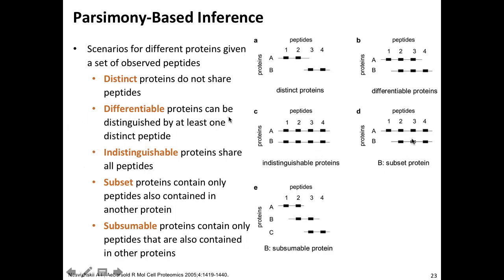And there are subset proteins, like this guy here, and there are subsumable proteins that contain peptides that are also contained in other proteins. Yeah? This, for example. In this case here, if you have A and C, then that would explain every observation of B that we have.